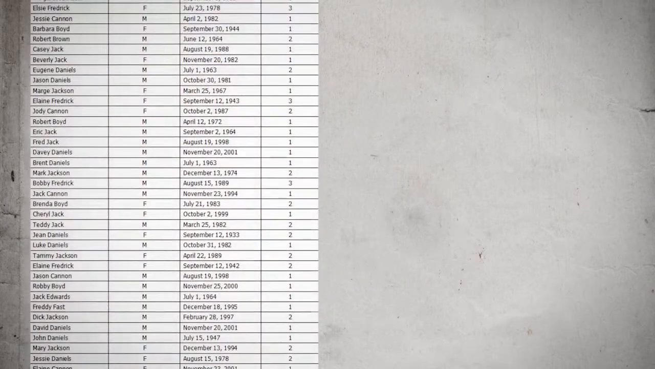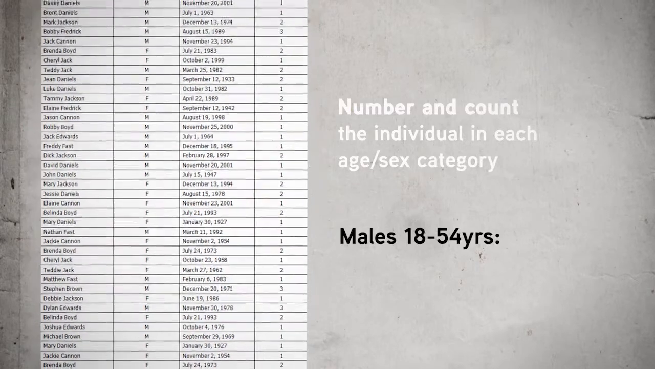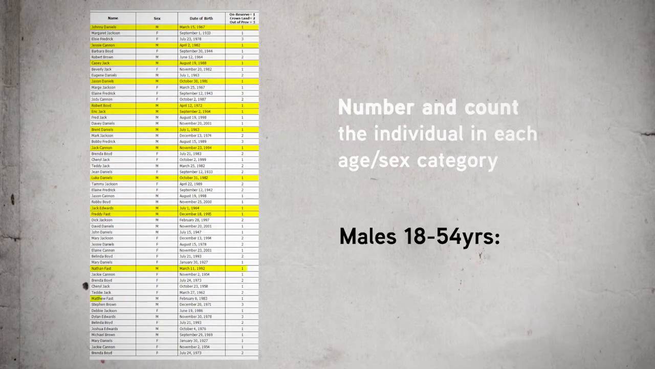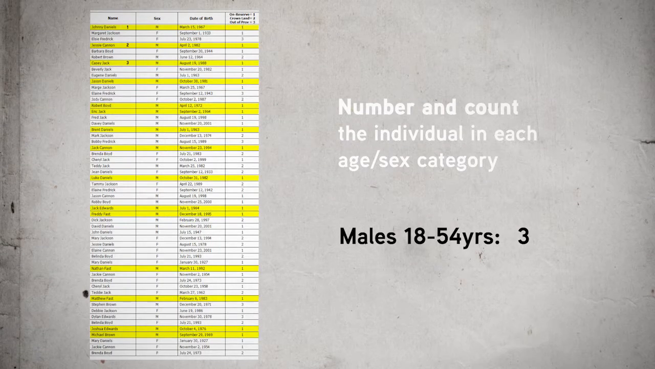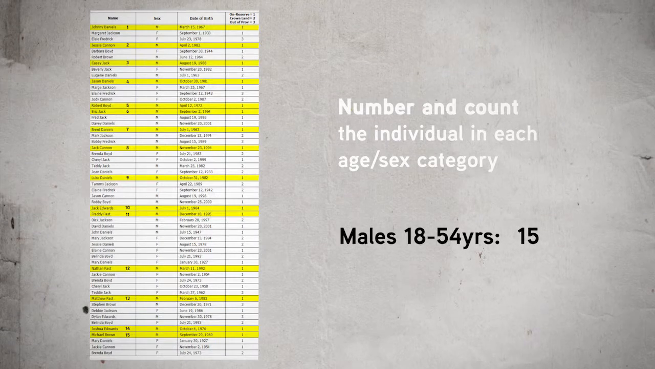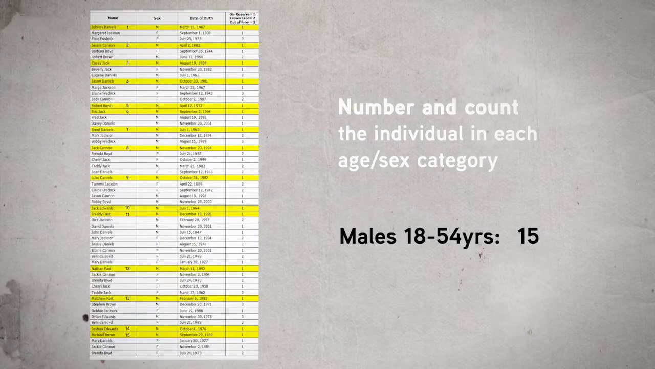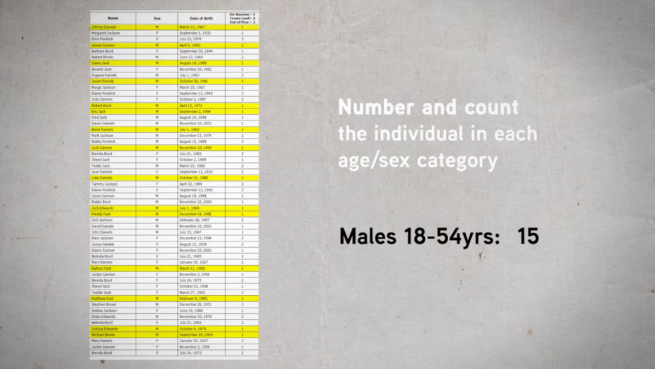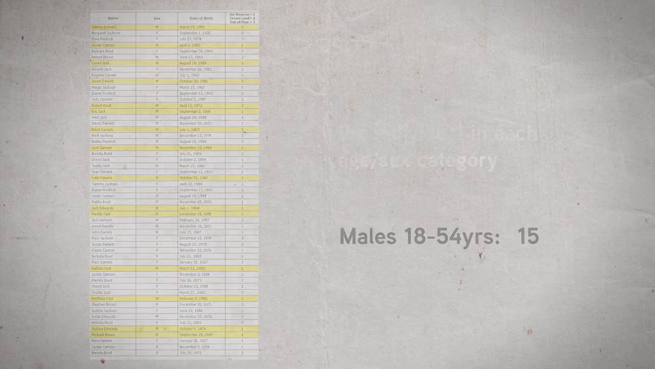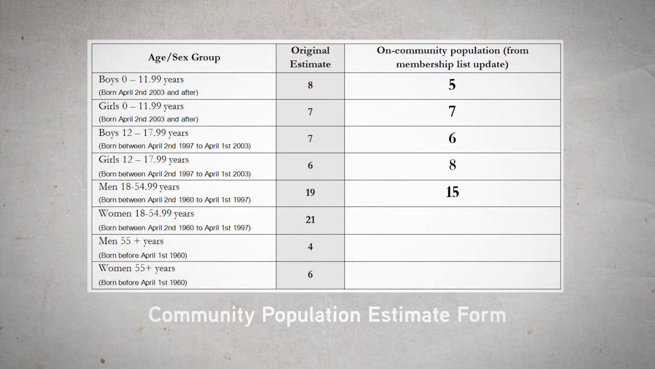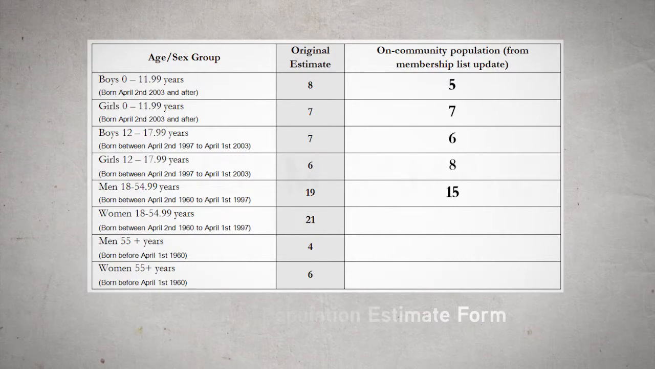The goal of all this work is to number and count the individuals in each age-sex category. Number each individual in order within their category, so that the last number is the total population count for the age-sex group. Whichever of these methods you use, your goal is to end up with an accurate count of people in each category who currently live in your community. The next step is to plug those totals into the community population estimate form and send that form to your regional coordinator. Once this step is complete, you're ready to generate your random sample.